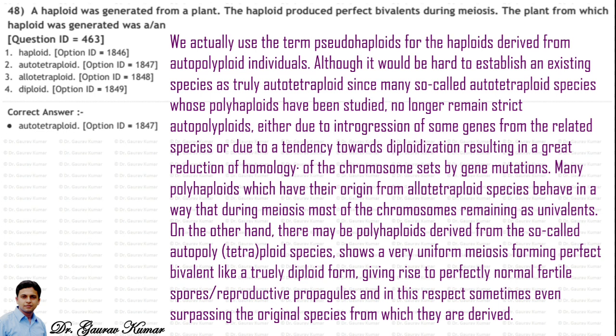On the other hand, there may be polyhaploids derived from so-called autopolyploid species, or in our case autotetraploid species, that show a very uniform meiosis forming perfect bivalents like a truly diploid form, giving rise to perfectly normal fertile spores or reproductive propagules, and in this respect sometimes even surpassing the original species from which they are derived. So if they are autopolyploid, they have this tendency of forming perfect bivalents. If they are allopolyploid, they have this tendency of forming univalents.